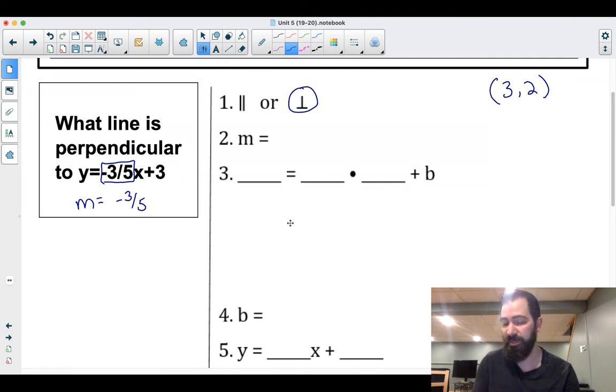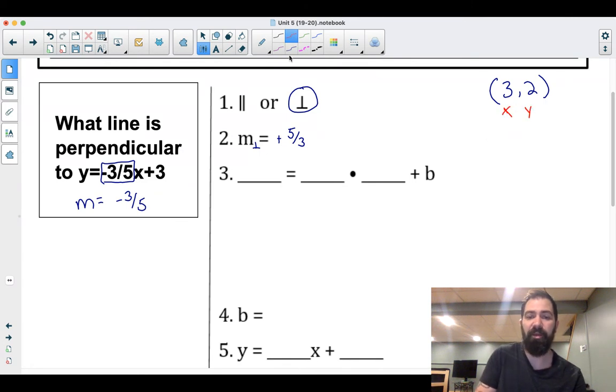Remember, that's the sign for perpendicular. So what's our perpendicular slope of negative 3/5? Well, that means, again, the opposite reciprocal, opposite of a negative is a positive. And the reciprocal of 3/5 is 5/3. So our new slope, our perpendicular slope to this equation is 5/3. So now we substitute. Remember, this is an x, this is a y. And we are looking for the equation y equals mx plus b.